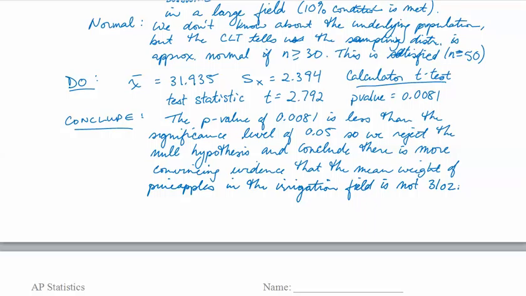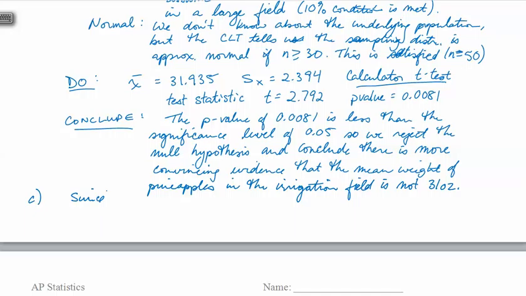In part C, we were asked, can we conclude that the new irrigation system caused a change in the mean weight of the pineapples produced? Now, this was not a controlled experiment. We only had the pineapples being watered. We did not have a matched field where they were not being irrigated. And there might have been other factors in this year, so we can't compare it to last year's crop either.